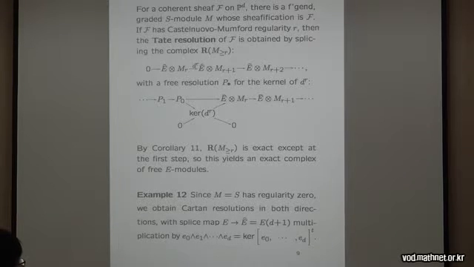So what we do is we take a module representing our coherent sheaf. I go to the regularity. So I have this complex, and I truncate it when I'm past the regularity. This is exact by the theorem. So this piece of the complex is exact. And then I do a splice map.